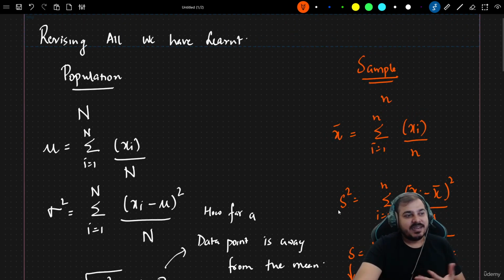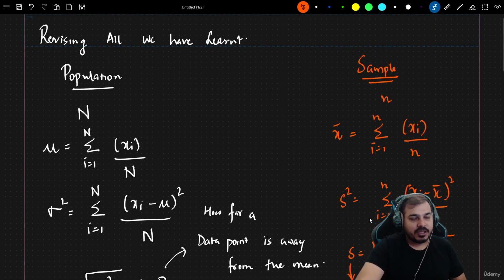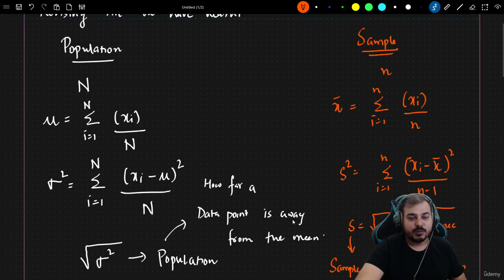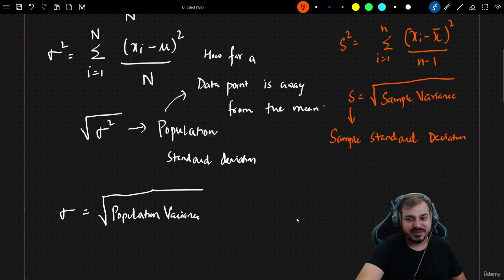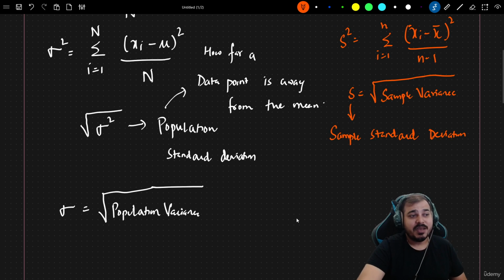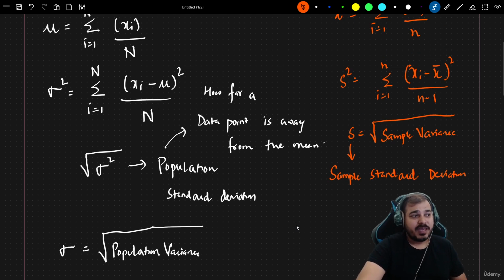So you can use this entire formula to do different kinds of calculations. I'm just revising all the things we have learned. Measure of central tendency and measure of dispersion are done. You really need to remember this: mean, median, mode, standard deviation, sample standard deviation, sample variance. Any of these terminologies can come, and you really need to be able to distinguish them.